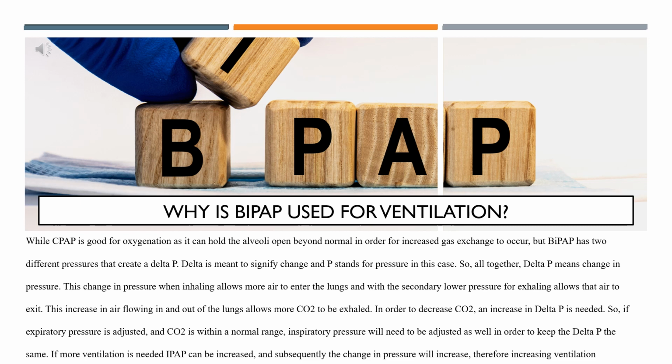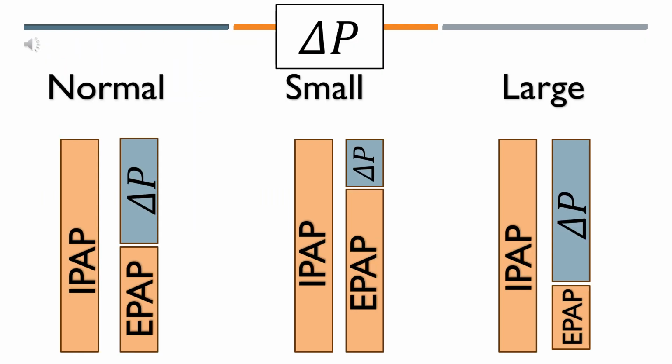Why is BiPAP used for ventilation? While CPAP is good for oxygenation as it can hold the alveoli open beyond normal in order to increase gas exchange to occur, BiPAP has two different pressures that create a delta P. Delta is meant to signify change, and P stands for pressure in this case. So altogether, delta P means change in pressure.